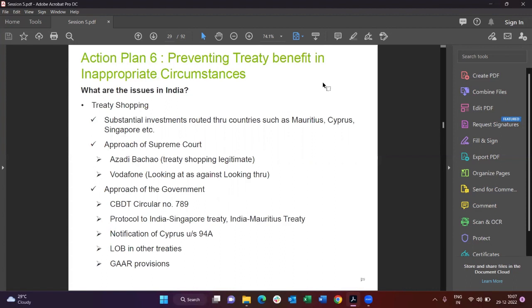So in that case, we also saw the Vodafone case, looking at and looking through. Azadi Bachao, that day I was discussing about that case. And the government has taken various measures like guard provisions also to avoid this treaty shopping.